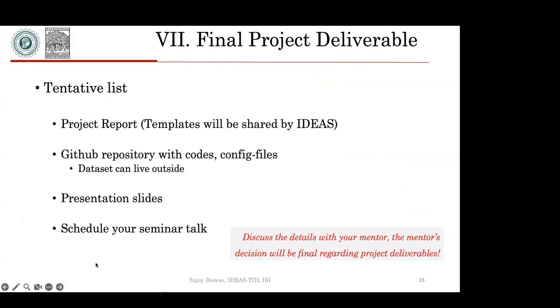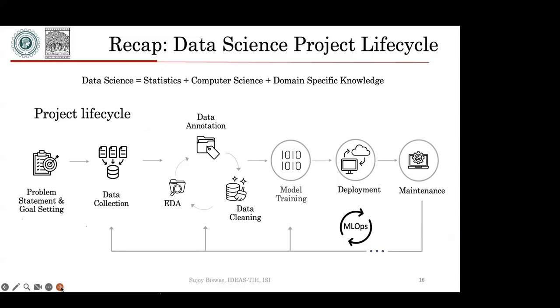The final project deliverables depend on your advisor, but this is a tentative list that I have prepared. A project report, and your GitHub repository. As Adityendu sir has already mentioned, you need to deliver your work in the form of a nicely done GitHub repository with a good README file and good folder arrangement. And definitely you need to have a presentation slide, and you need to talk to your mentor to schedule your seminar talk at the end of your project. You deliver a talk. Let me do a recap: this is the project life cycle we have, these are the phases we need to go through, and perhaps this is a good time to take questions.